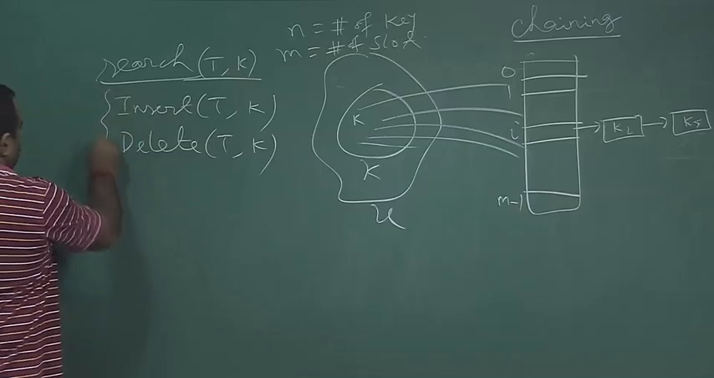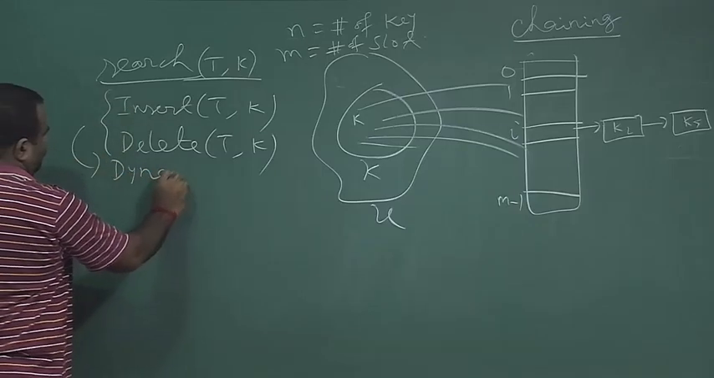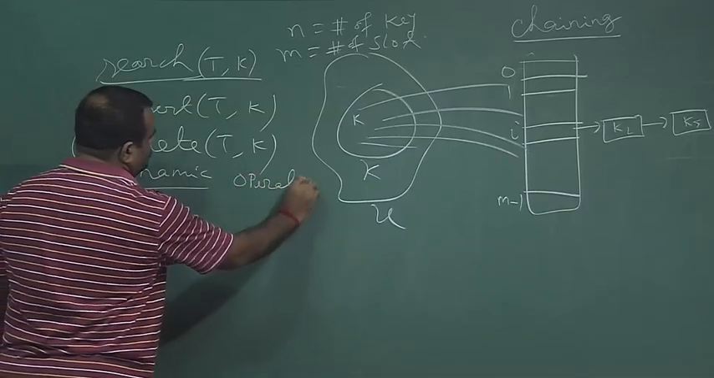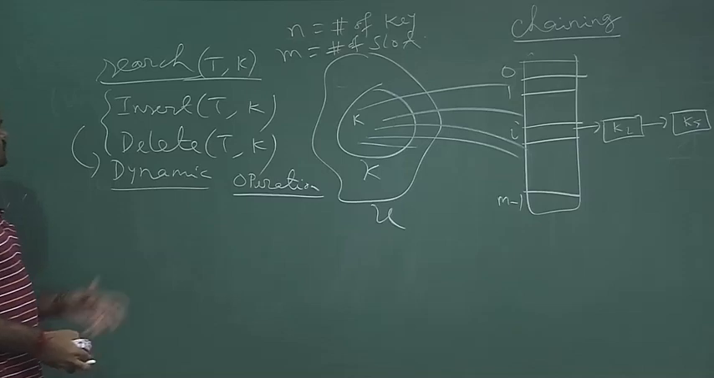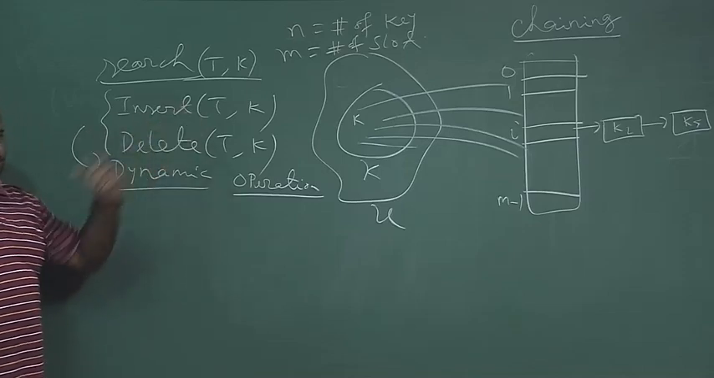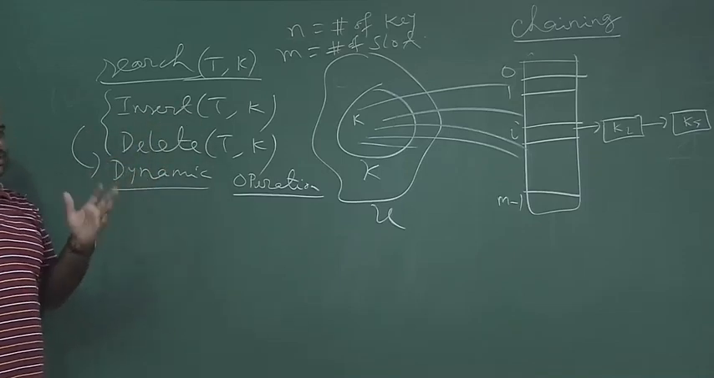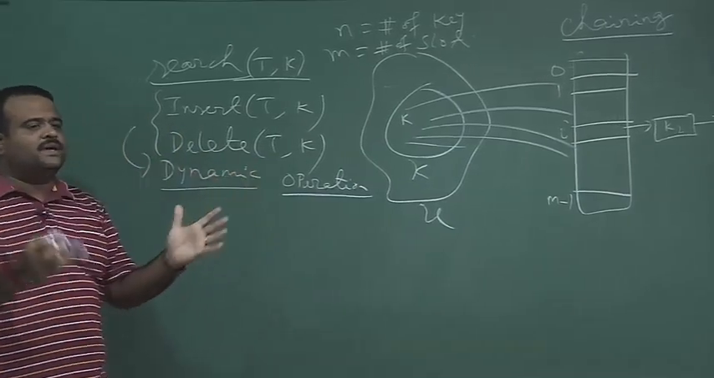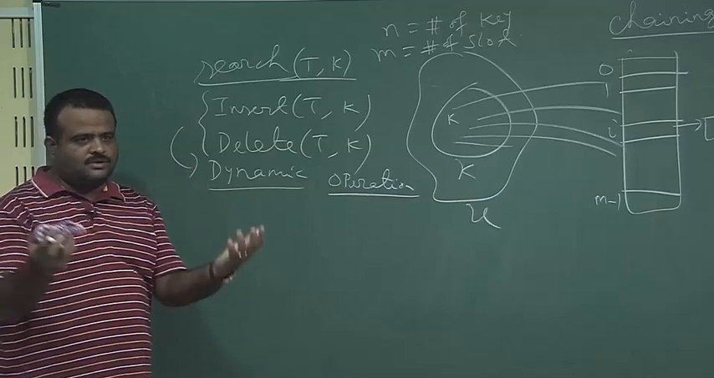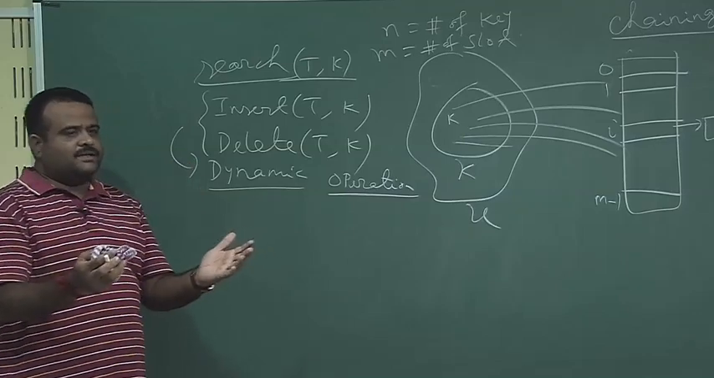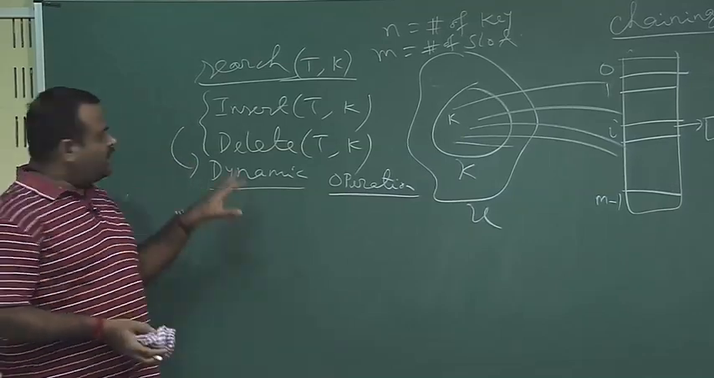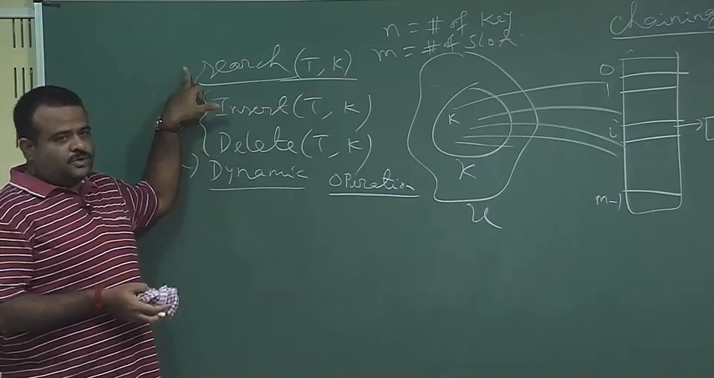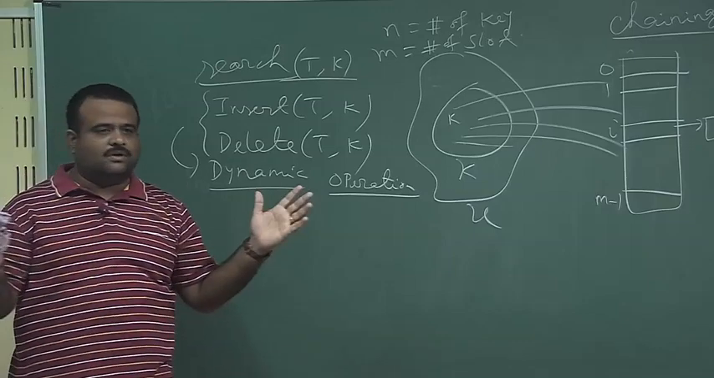These two are called dynamic operations, because this is insertion and deletion of records. Our symbol table should be able to handle this. So we want to have a data structure for our set of records, so that we can perform these dynamic operations, as well as the search operation. We want to search the key whether it is in our records or not.